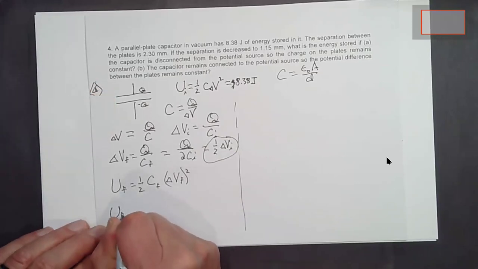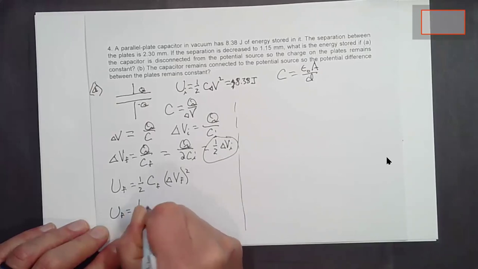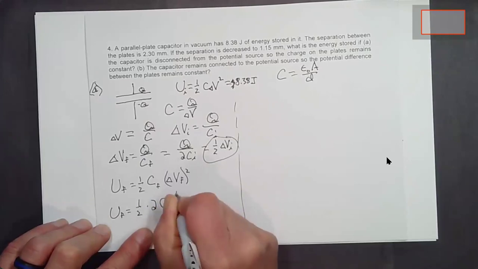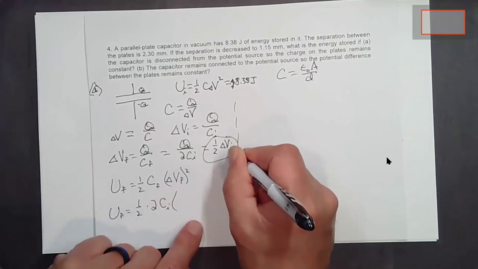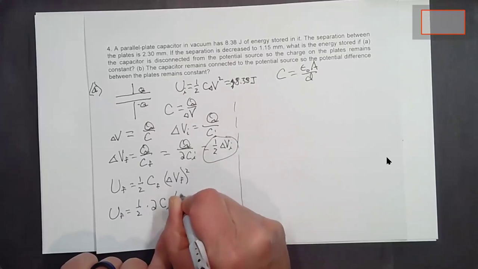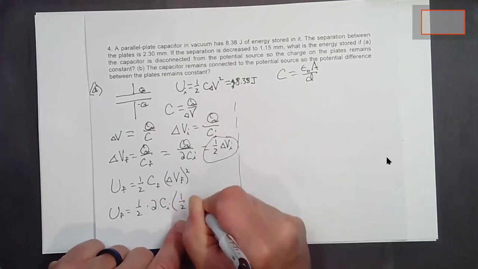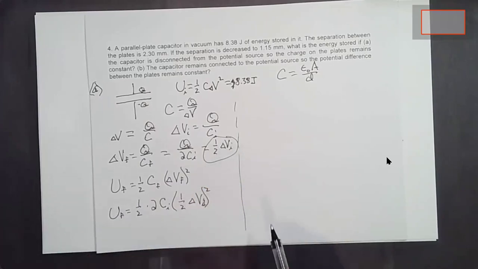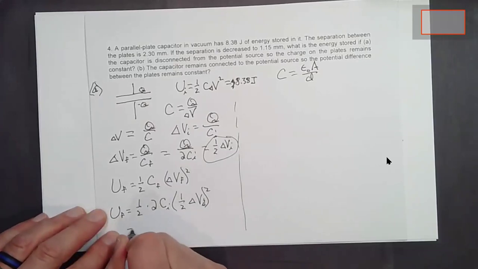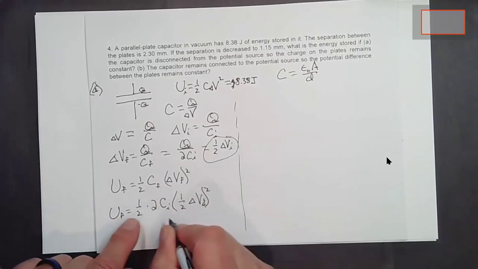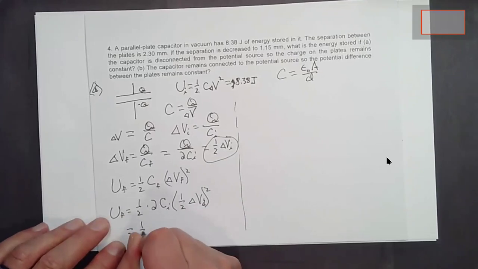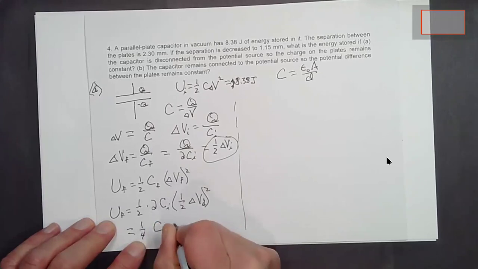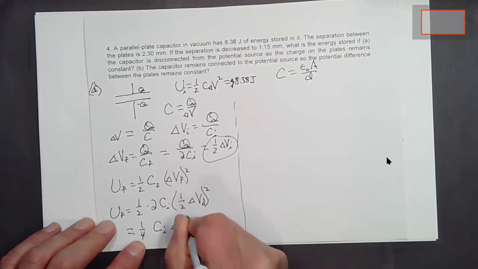So U final will equal 1/2 times twice C initial, but delta V final is 1/2 delta V initial. So I'll have 1/2 delta V initial that I'm squaring. And if I factor out all the stuff that I've got in here, that'll give me a 1/4. This will just give me a 1. I'll have 1/4 out front times C initial delta V initial squared.